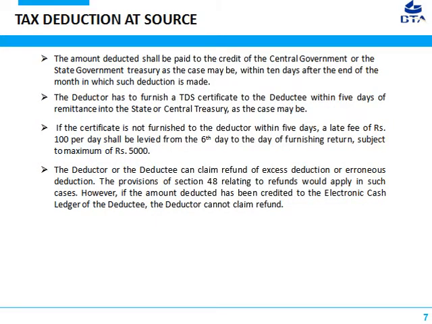The amount deducted as TDS shall be paid to the credit of the appropriate government treasury within 10 days after the end of the month in which such deduction is made. Thereafter, the deductor shall furnish the certificate of tax deducted to the deductee within 5 days of deposit in the treasury of the appropriate government.